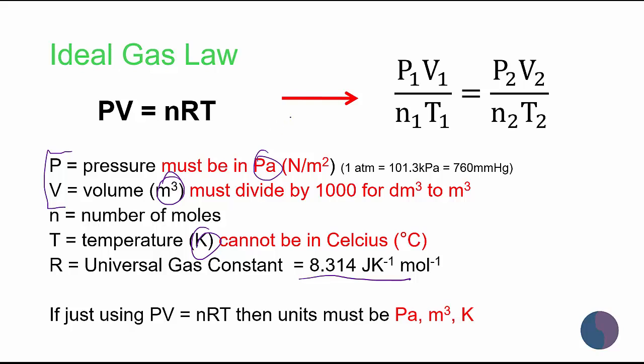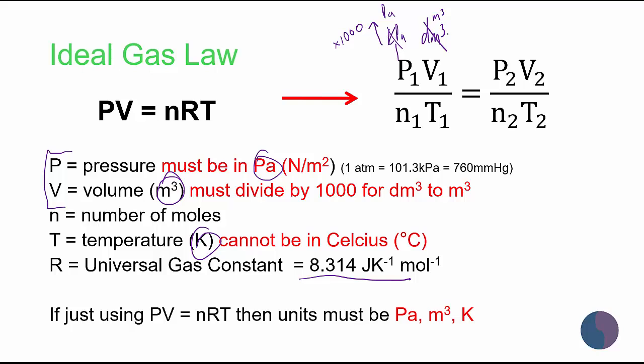Now, a lot of textbooks use kilopascals here and decimeters cubed, but you're not to use that. You're to use pascals and meters cubed. And you're going to find it actually one's dividing by 1,000, one's timesing by 1,000. So if you're going from kilopascals to pascals, you're going to be timesing by 1,000.